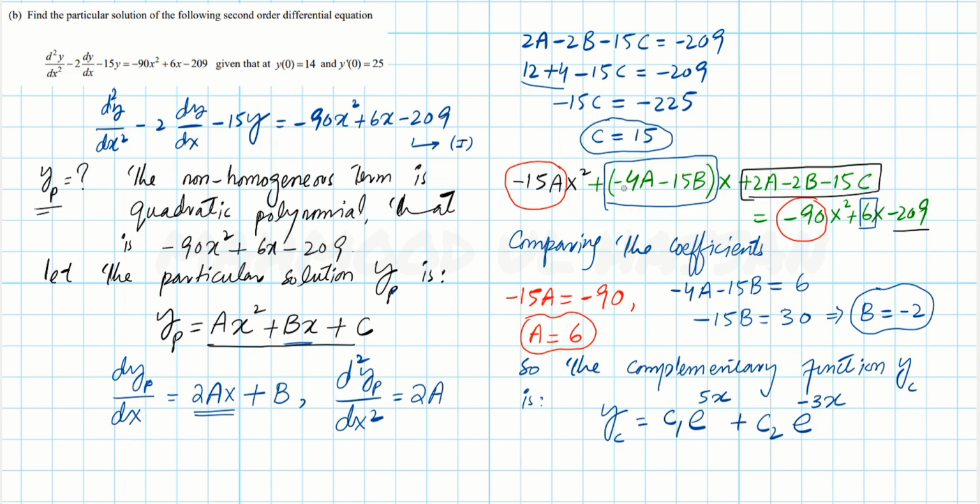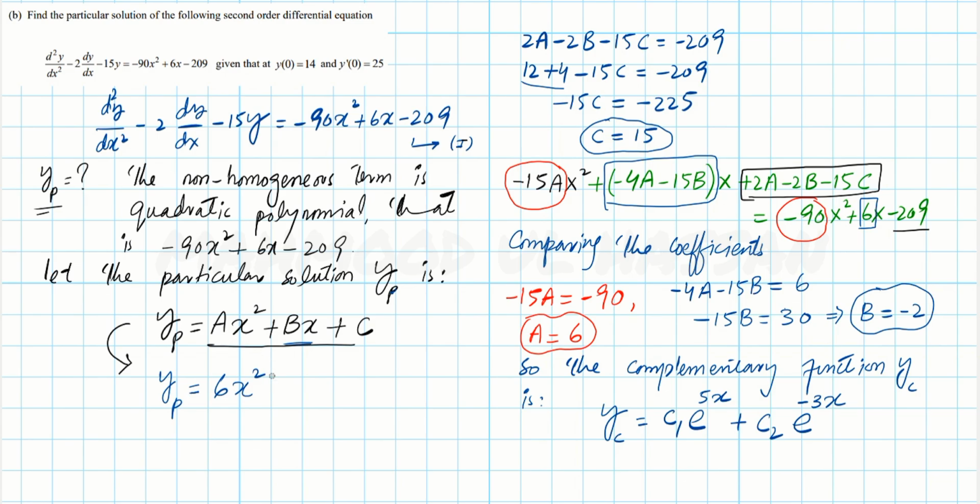Just put all these values in the particular solution here. So our particular solution would become y sub p is equal to, the value of a is 6, so that is going to be 6x squared, and plus bx, b is minus 2, so that would become minus 2x, and then the value of c is going to be 15, right? So this is our particular solution.